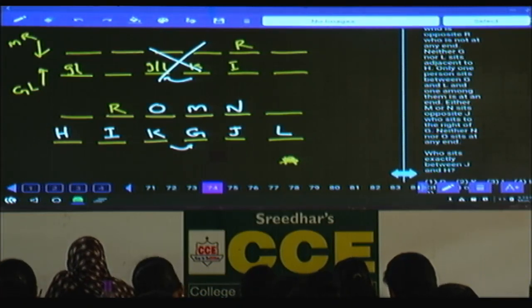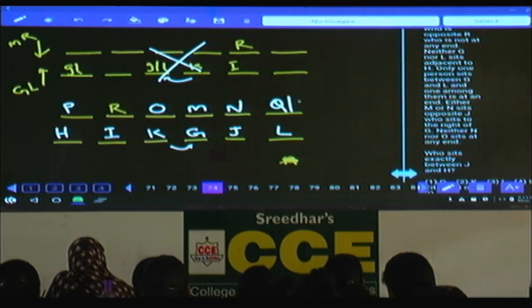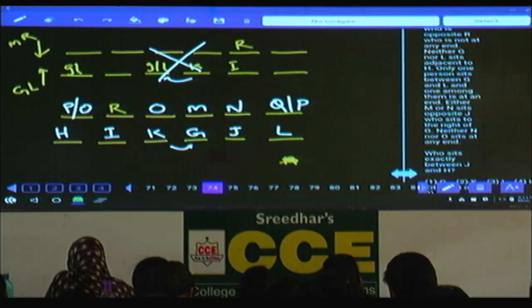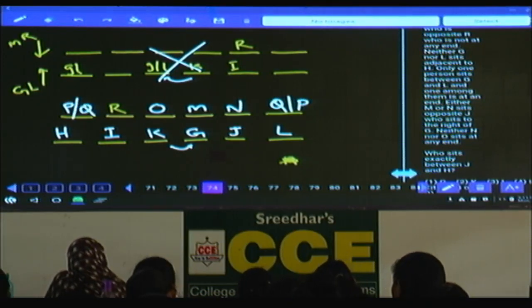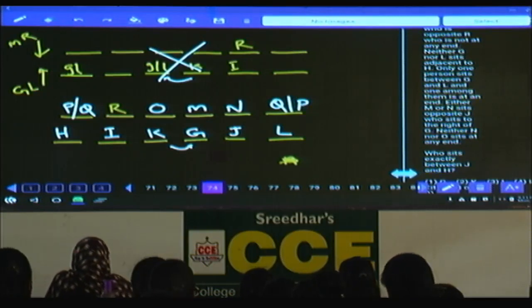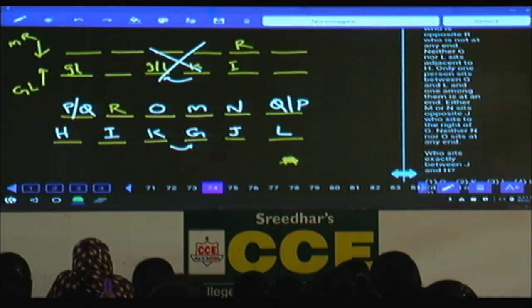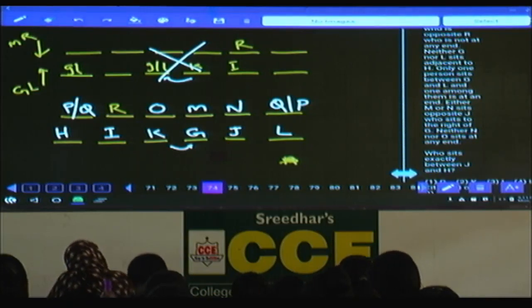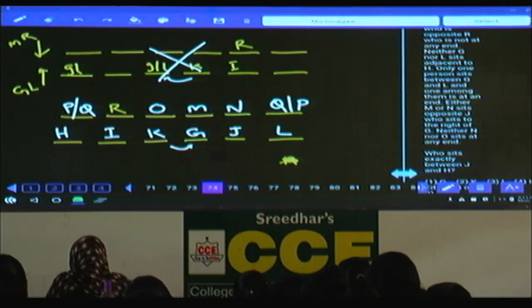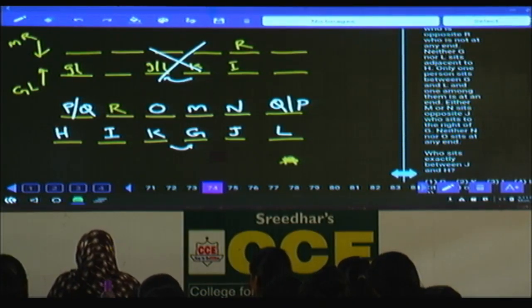As O is here, who are the remaining persons? If P is here, Q will be here, or if P is here, Q will be here. No information is given about these two people, P and Q. These two persons can be at any one of the extreme ends. PRQ. Now this is about 74 to 78. There are 5 questions given under this one. Write down this one, 74 to 78.